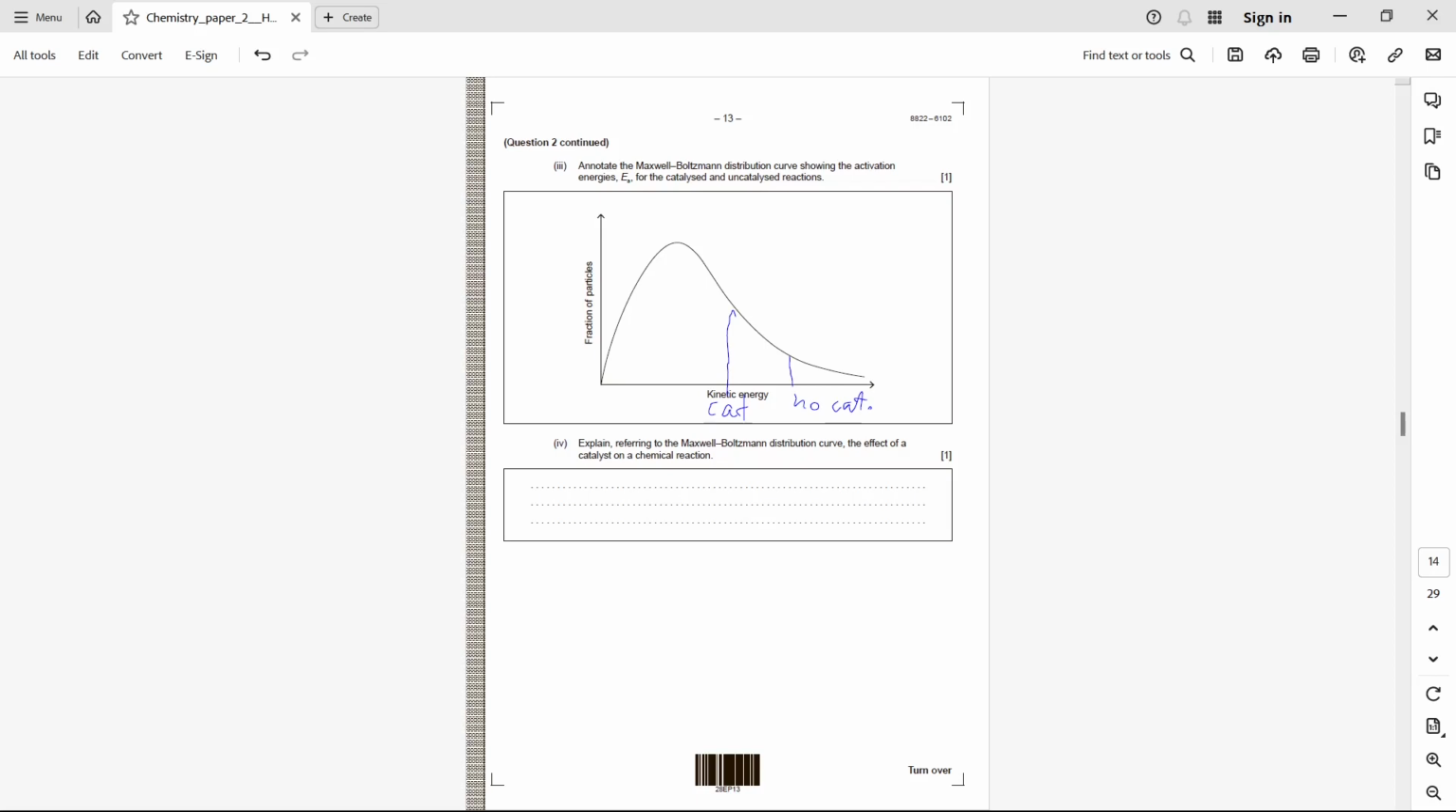So we can't just say, oh, it lowers the activation energy or it provides an alternative mechanism. We need to use this graph. And what we can say is that this area, the amount of particles that reached this kinetic energy, is going to be smaller than this area, of course, with a catalyst. And if more molecules reach enough kinetic energy for the reaction, we have a faster reaction, and that is the effect of a catalyst for this reaction.